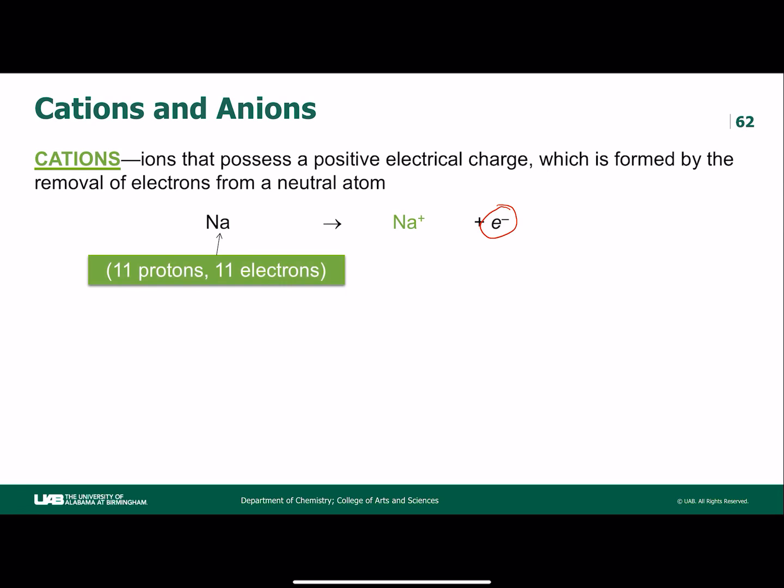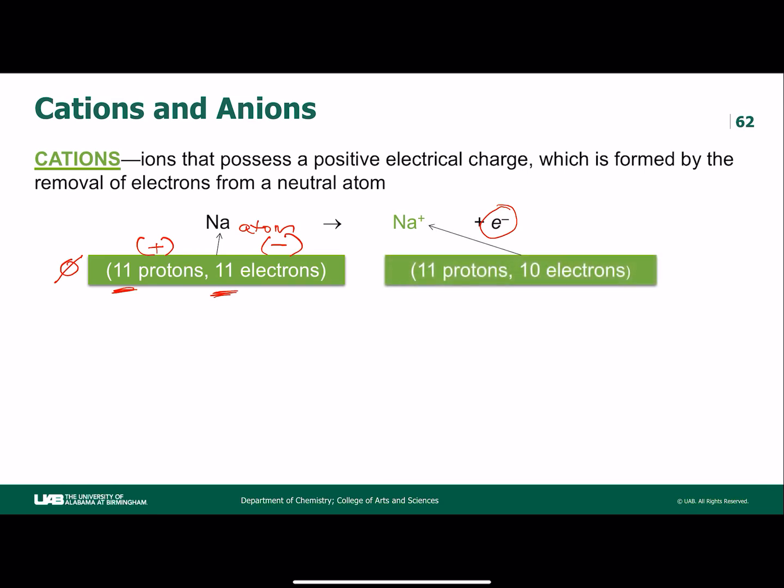Now on the left side of my equation, I have an atom of sodium. That atom has the same number of protons as it does electrons. That means overall, this would come out to be neutrally charged because it has the same number of positive charges as it does negative charges. On the right side of my equation, that's not the case because right now this sodium still has 11 protons because the number of protons define the atom. If I change the number of protons, I'd no longer have sodium. So this number can't change.